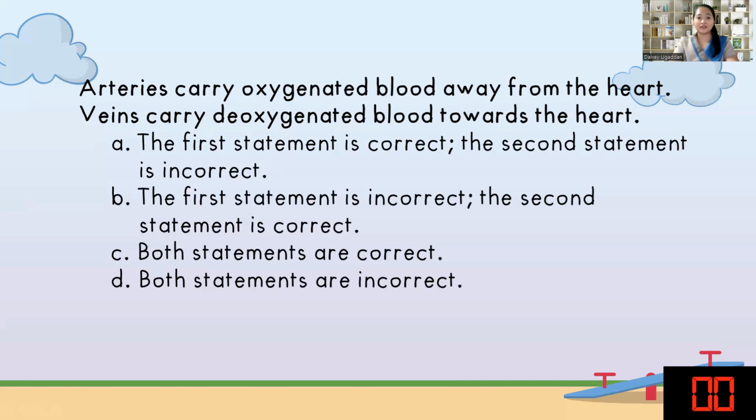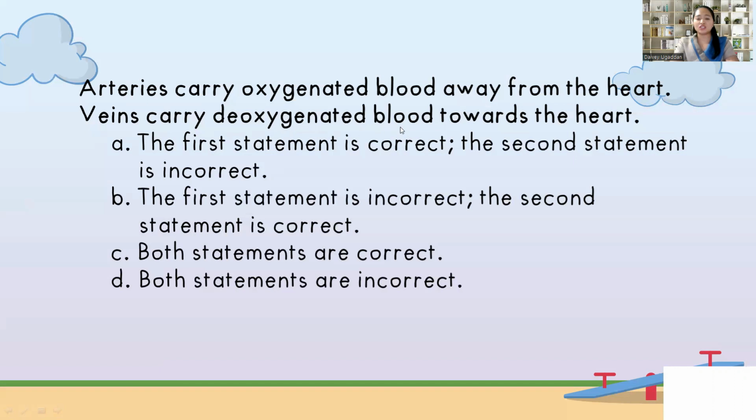Okay, to answer this kind of question, you have to analyze each of the statements separately. So here we have statement number 1, which is arteries carry oxygenated blood away from the heart. And statement number 2, veins carry deoxygenated blood towards the heart. All you have to do is ask yourself whether these statements are true or false. Arteries carry oxygenated blood away from the heart. Is that true? Yes, that is true because arteries carry this blood away from the heart so that it can pass on through the different systems of the body.